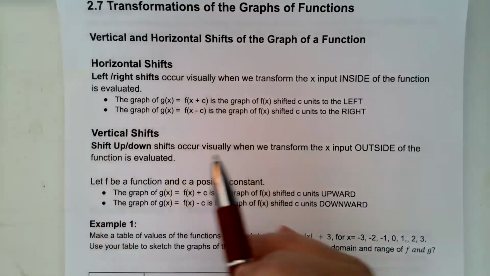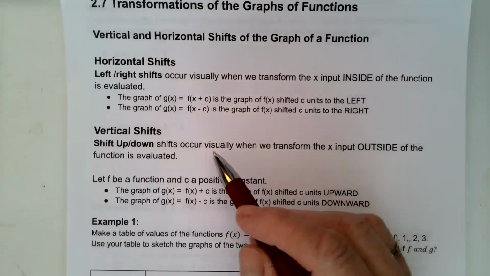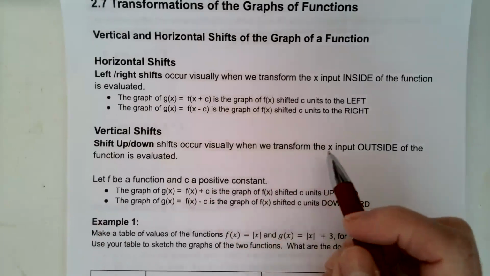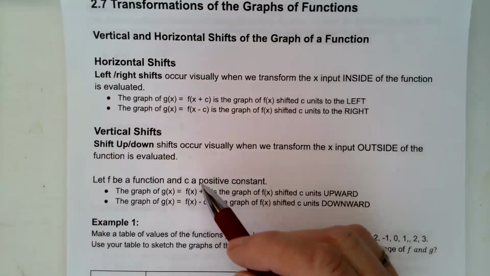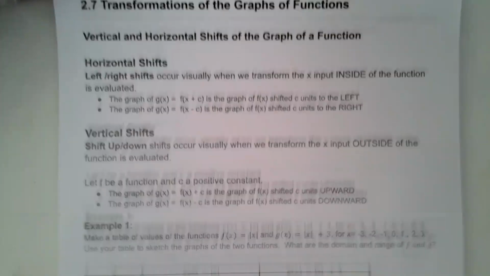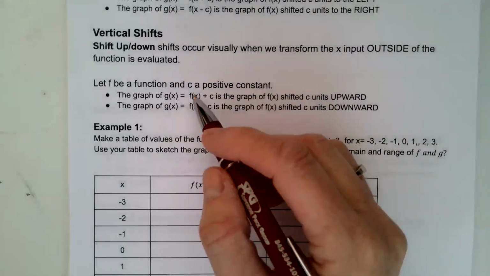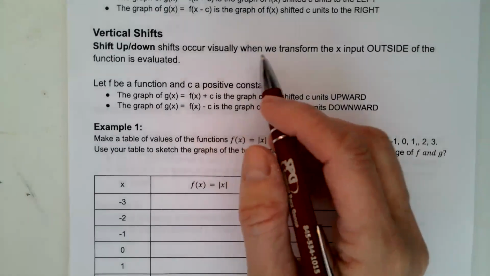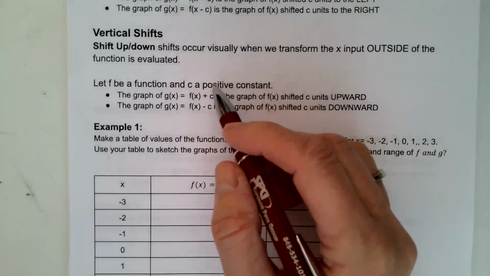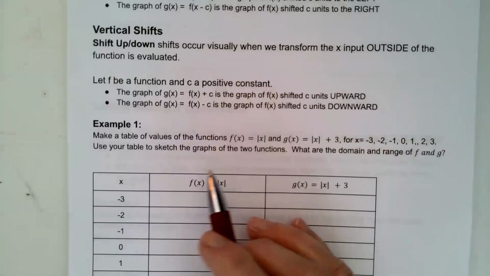Vertical shifts are shifts that happen up and down on the y-axis. Visually, they happen when you transform the output: you input x, and then you're actually transforming the output. So let's look at a couple of examples.